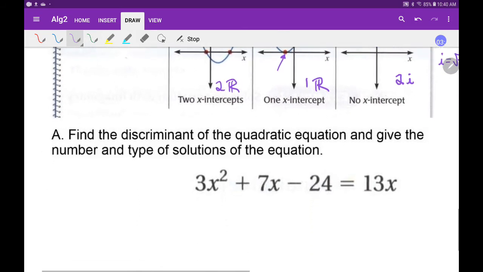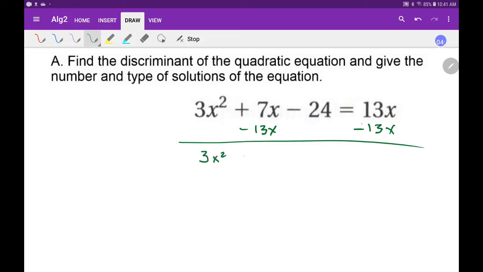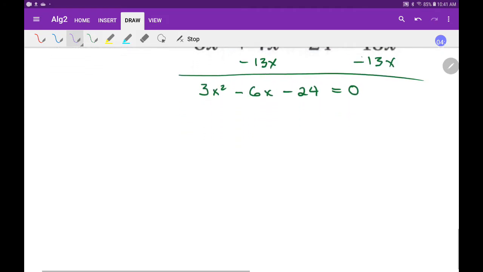Okay, so find the discriminant of the quadratic equation and give the number and type of solutions of the equation. Okay, so here's a is equal to 3, and b, oh, they fooled me. Hang on just a second, they fooled me. They put something on the other side. I've got to get this back. Everything has to be equal to 0, right? Okay, so let's set this up the right way. 3x squared, subtract 13, that's going to be negative 6x, negative 24, equals 0.